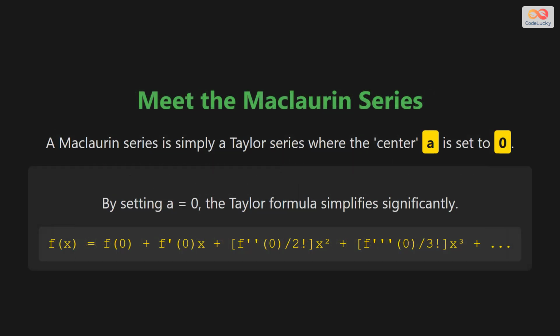Now, let's introduce the star of our show, the Maclaurin series. The only difference between a Taylor series and a Maclaurin series is the point we choose to center it around. For a Maclaurin series, we always choose the center, a, to be equal to 0. This single change makes the general Taylor formula much simpler and easier to work with.